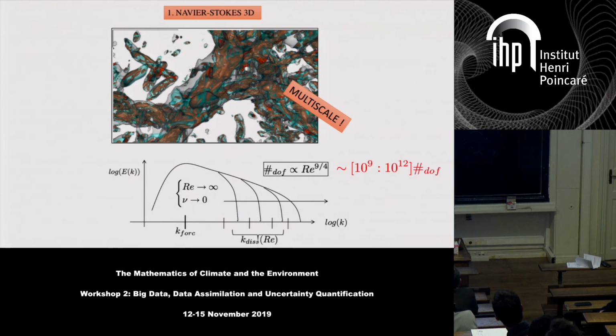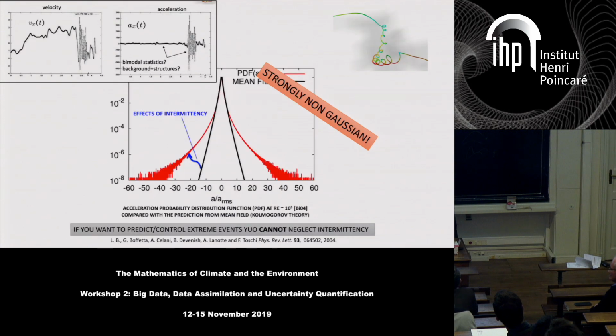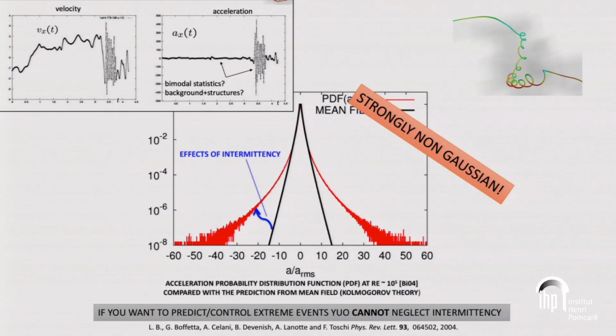The second bottleneck is that this huge amount of degrees of freedom that are interacting indeed produce a strongly non-Gaussian distribution. This is a PDF measured inside a 3D turbulent flow of the acceleration, so the time derivative of the velocity field along one particle trajectory. And the PDF of the acceleration is normalized with its root mean square.